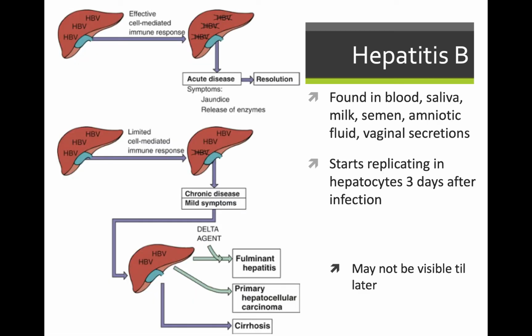Hepatitis B is found in blood, saliva, milk, breast milk, semen, amniotic fluid, and vaginal secretions. So that's why it can be transmitted sexually or bloodborne. It will start replicating in liver cells approximately 3 days after infection. And the majority of symptoms are actually thought to be caused by the immune response. So the immune system is targeting hepatitis B infected cells, which leads to the release of liver enzymes and symptoms of jaundice. So in most patients who have effective cell-mediated immune responses, you do get resolution of infection.